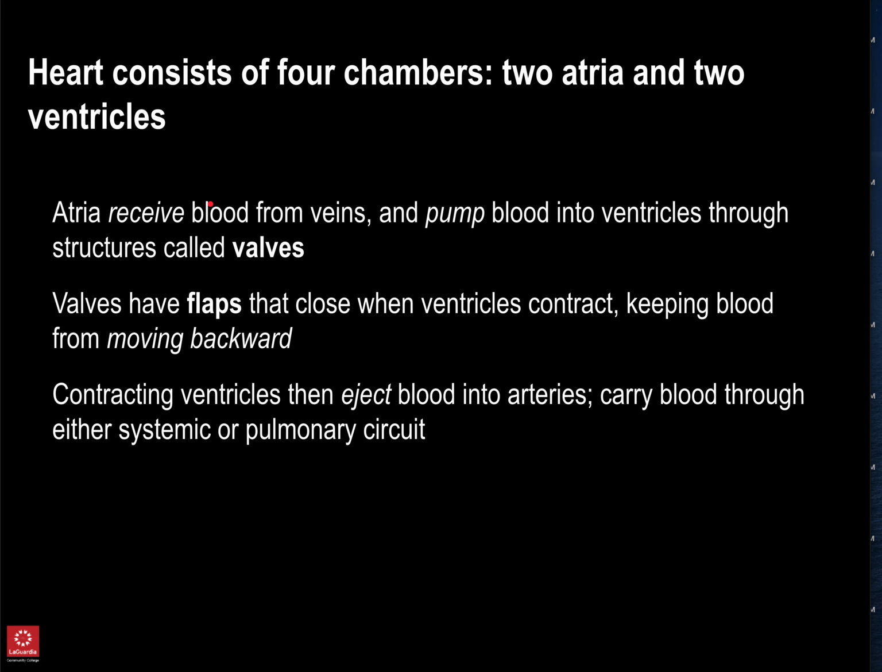So the heart consists of 4 chambers, 2 atria and 2 ventricles. The atria receive blood from the veins and pump blood into the ventricles through structures we call valves. And valves have flaps that close when the ventricles contract, keeping the blood from moving backwards. The contracting ventricles then inject blood into the arteries, and they carry blood through either the systemic or pulmonary circuit.